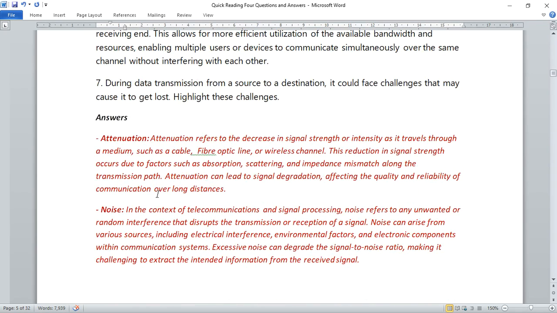Then, during data transmission from a source to a destination, it could face challenges that may cause it to get lost. Highlight these challenges. Here we are talking of the hindrances that appear when data is being transmitted. The first one is attenuation. Attenuation is the weakening of signal as distance increases. In physics there are some jargons, like attenuation refers to a decrease in signal strength, but to make it simple, just say attenuation is weakening of signal as distance increases.